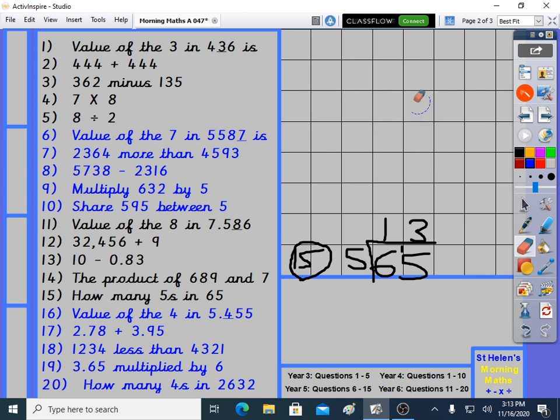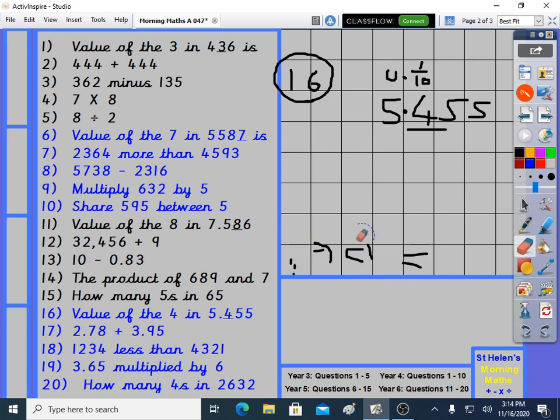Value of the 4 in 5.455. 16. So we'll write the number, 5.455. Units comes before the point, and then it's tenths. And we're looking for that 4, aren't we? Tenths. Then it's hundredths and thousandths. So for the answer, we will write that it's worth 4 tenths.